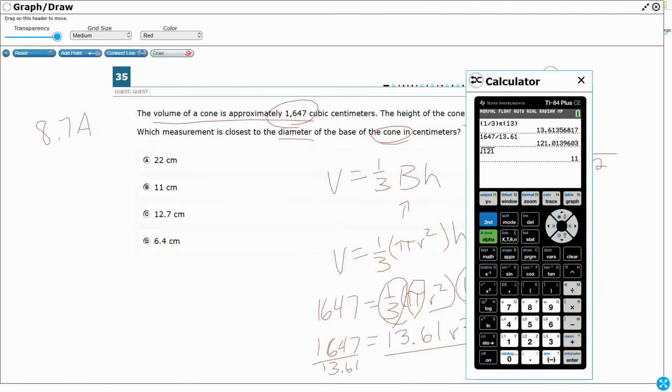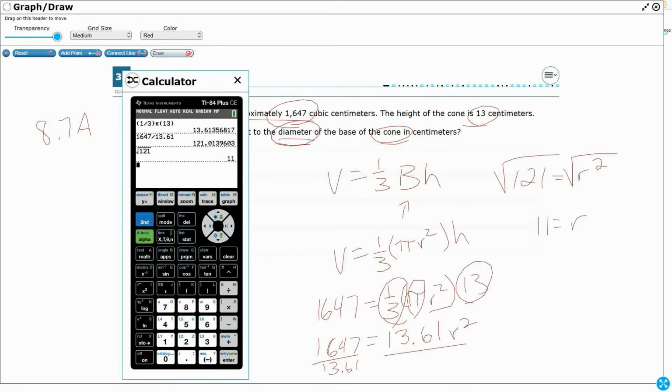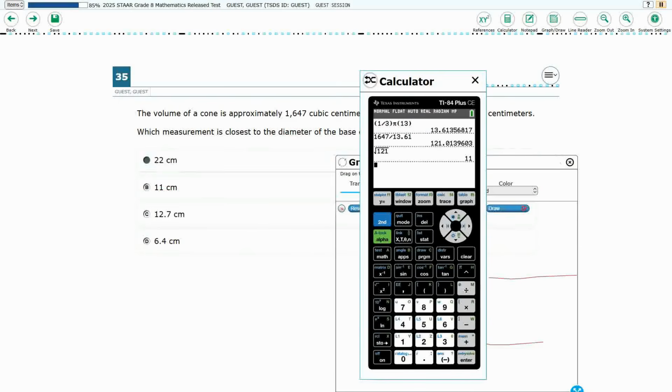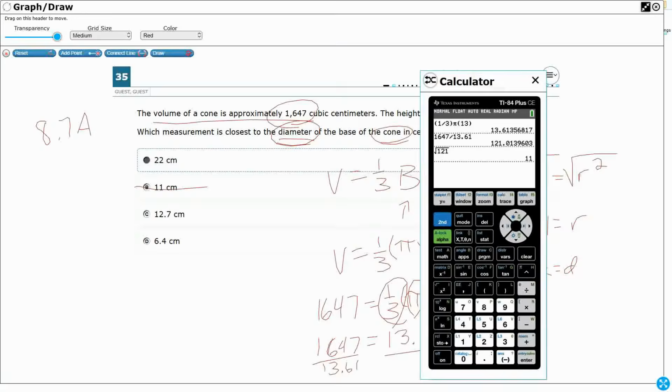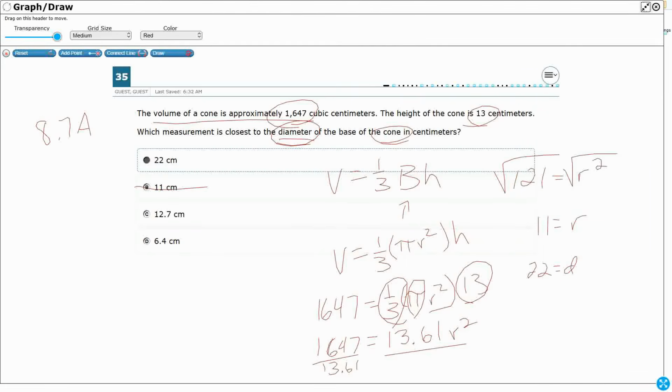If you do all of that work and select 11, you are incorrect. It is asking for the diameter. So if my radius is 11, remember the diameter is 2 radii put together. So that means your diameter equals 22. So our answer here is 22. Now that took a lot of algebraic reasoning. And if you got 13.61 r squared, students were probably thinking, I think I did something wrong. But actually, they did something right.